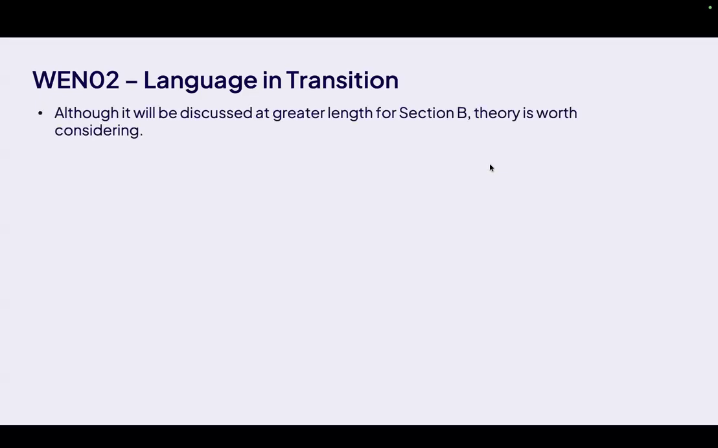So let's look at something else here. Although it will be discussed later on when we are talking about section B, theory is worth considering. And this topic did come up on Tuesday when we were talking about paper one. Theory is important for the International A-level English language. And students need to know about theory. They need to know theorists. They need to know the theories that have been expressed, and they need to have knowledge of them. They don't need to know everything inside out.